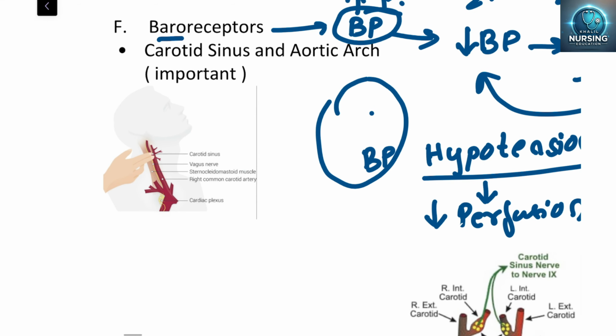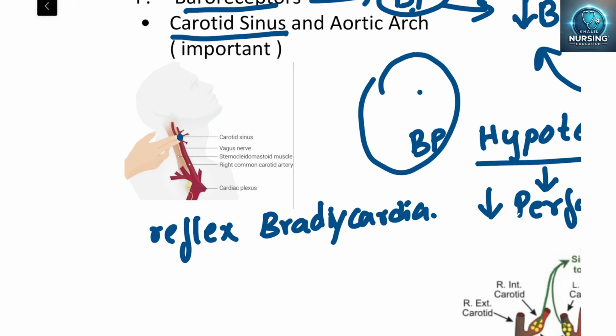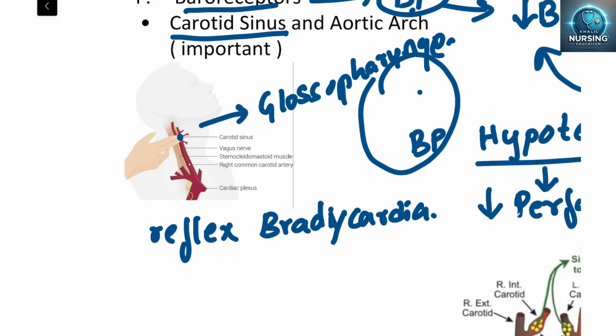Okay, what are the baroreceptors that maintain the BP? That is the carotid sinuses. So here there is a carotid sinus. If you do massage of the carotid sinuses, what happens? There is a reflex bradycardia. Sir, why does the reflex bradycardia occur? Because whenever there is a stimulation, it will stimulate the glossopharyngeal nerve. Due to the stimulation of the glossopharyngeal nerve, that makes the bradycardia. So carotid sinus, glossopharyngeal nerve.